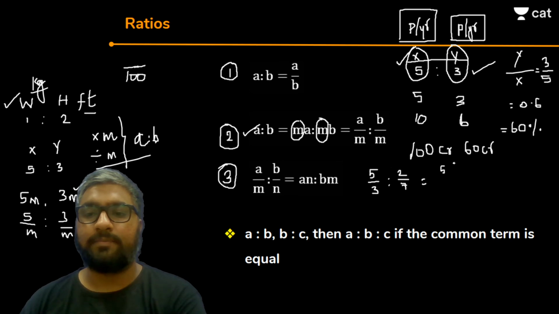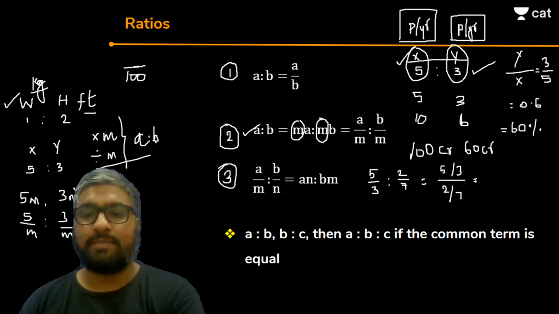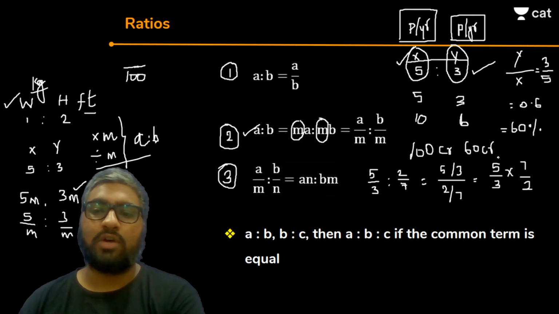5 by 3 divided by 2 by 7, correct? So what would I do here? I would take the reciprocal. So 5 by 3 into 7 by 2, correct? That's basically 5 into 7 and 3 into 2. That is nothing but a into n, right?